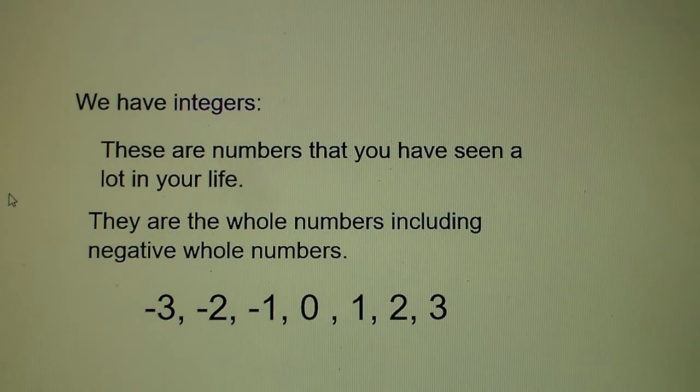Next up is integers. These are numbers that you've seen a lot in your life. You have 0, 1, 2, 3, 4, 5, 6, 7, 8. So it includes the whole numbers, the natural numbers, and it also includes the negative values of the natural numbers. So like -1, -2, -3, -4, -5, so on and so forth. So these integers are the numbers without any decimals. They don't have any decimals whatsoever.